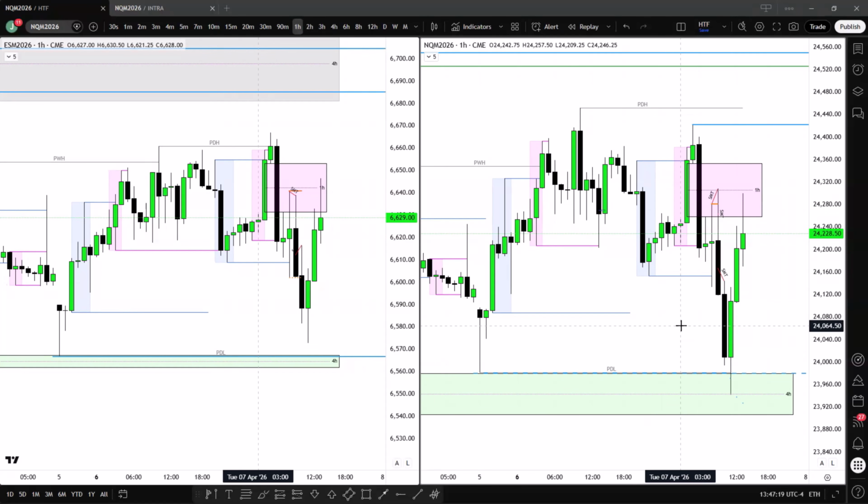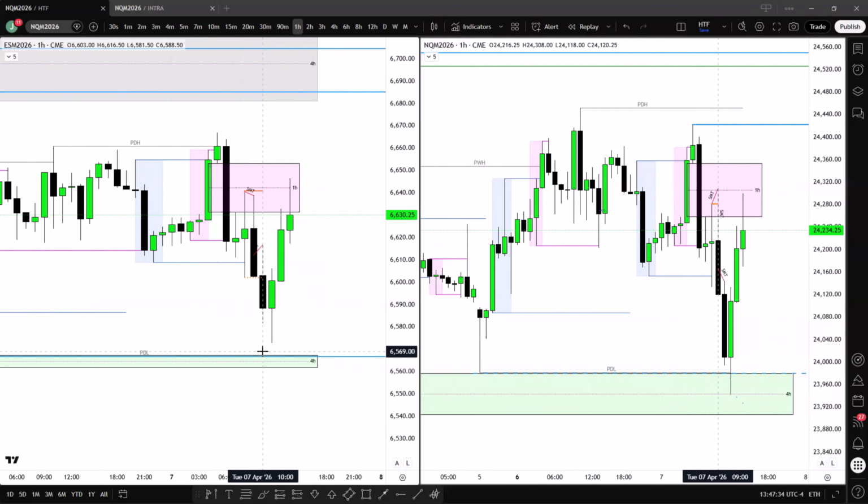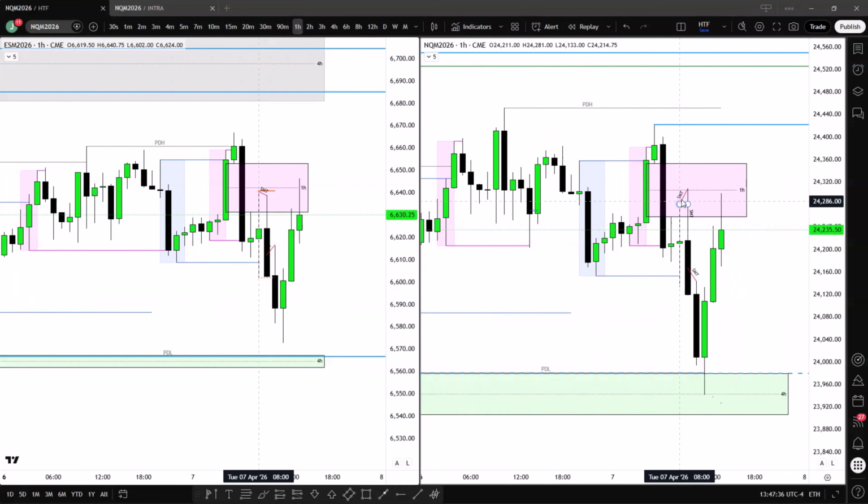So the narrative is we want to see price tap back into the 1 hour fair value gap. That's the first thing. The second thing is we want to see an SMT, a divergence with the ES, meaning one of them makes a newer high and the other one doesn't. And as you can see, that's exactly what happened here at the top. On this candle, the ES did not break this high, the NQ did.